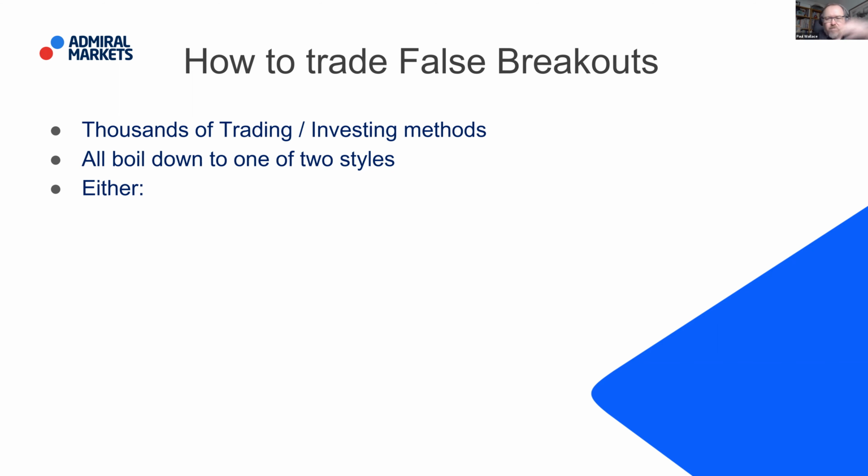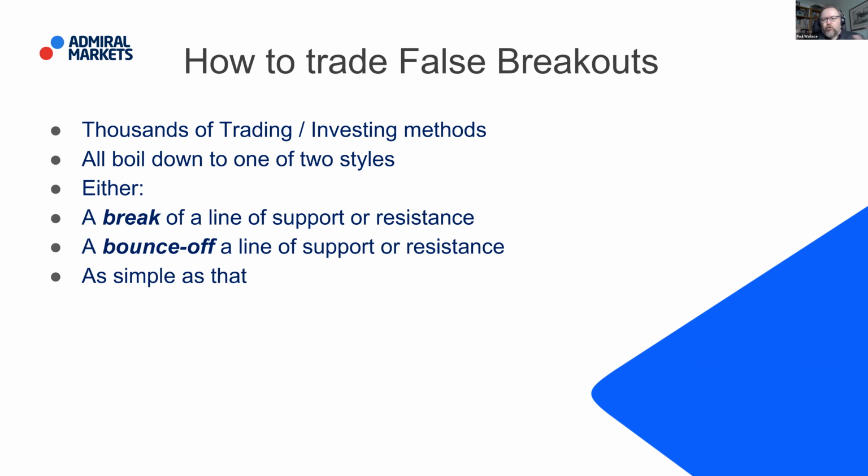And we've talked about this before, right at the start of the trading spotlight series. Namely, your trading style is going to break down into either you are trading a break of a line of support or resistance, or a bounce off a line of support or resistance. And it's quite as simple as that. As I said, you can find thousands of methods on the internet, with all sorts of complexity and exclusivity in terms of how they're operated. But the reality is, when you boil it down, you're either trading a break of a line of support resistance or you're trading a bounce off a line of support resistance. As simple as that.